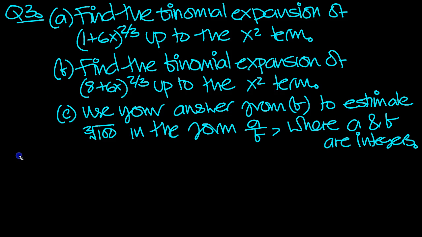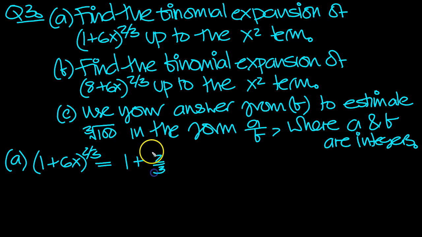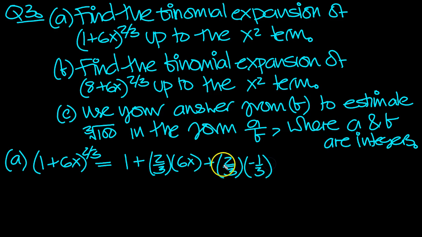Okay, so part A, (1 + 6x)^(2/3) is equal to, okay, so 1 plus nx, n is 2/3. The x in this case is 6x, plus n times n minus 1, that's minus 1/3, isn't it? That's n, and then n minus 1 is that, x squared over 2 factorial plus dot dot dot.